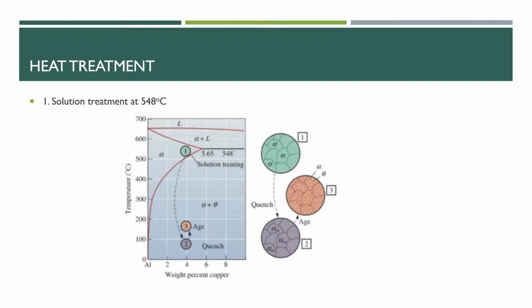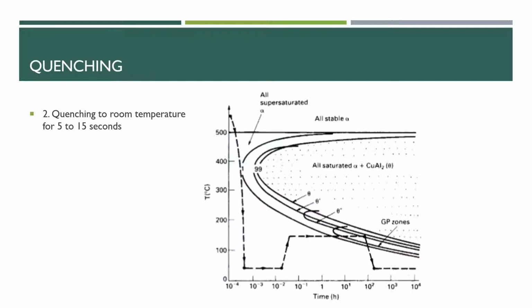Our first heat treatment is solution treatment at 548 degrees Celsius. This is chosen because it is the eutectic temperature and the highest weight copper percentage at which the alloy can still be age hardened. This is the only temperature that works to create a supersaturated homogeneous alpha solution.